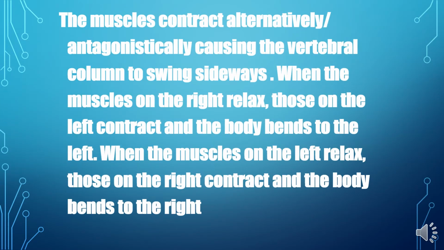The muscles contract alternately and antagonistically, causing the vertebral column to swing sideways. When the muscles on the right relax, those on the left contract, and the body bends to the left. When the muscles on the left relax, those on the right contract, and the body bends to the right.